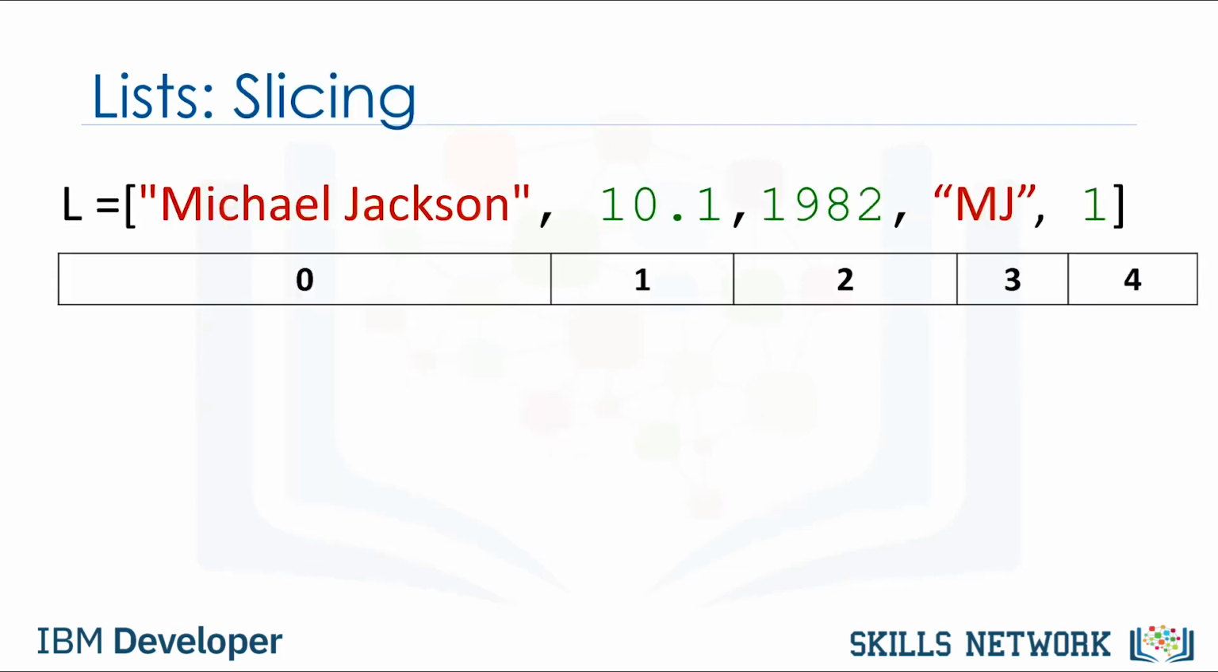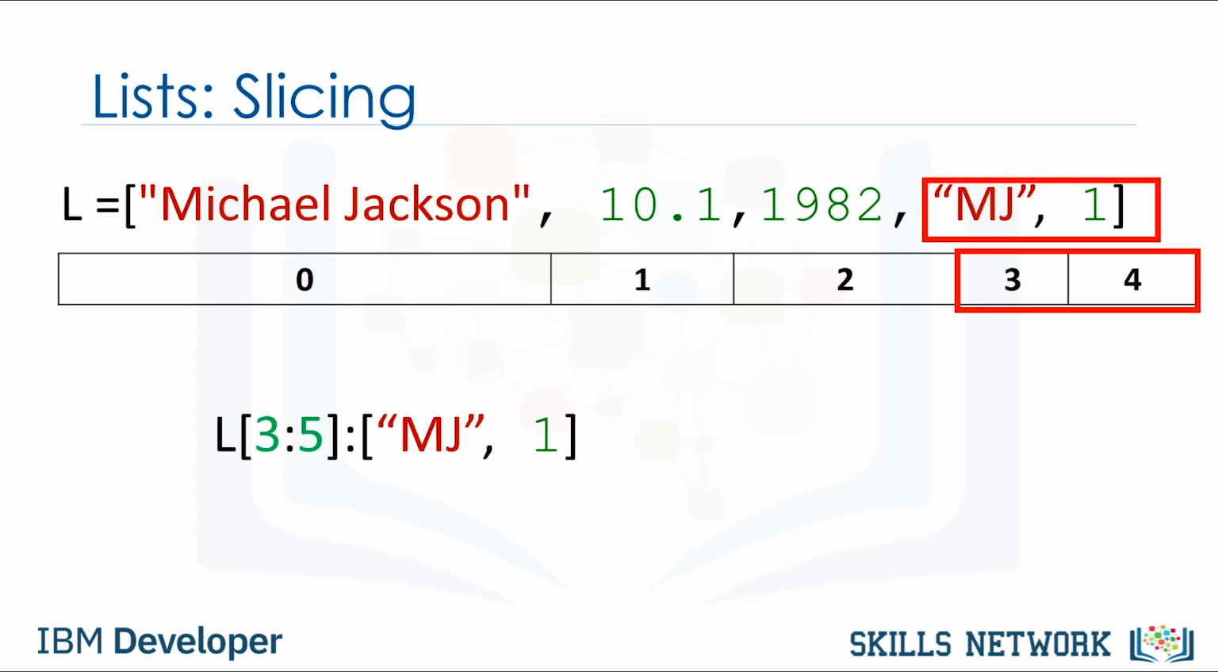We can also perform slicing in lists. For example, if we want the last two elements in this list, we use the following command. Notice how the last index is one larger than the length of the list? The index conventions for lists and tuples are identical. Check the labs for more examples.